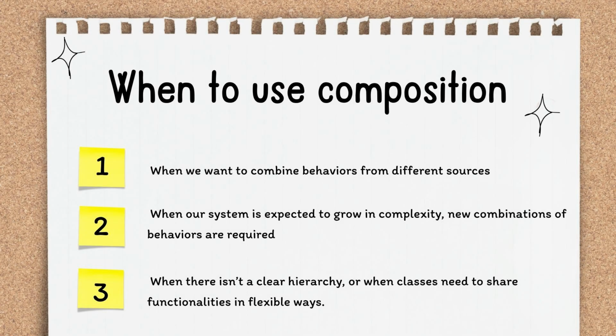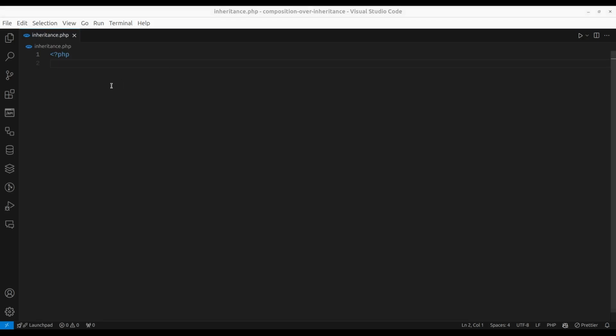Composition, on the other hand, encourages building systems by combining different objects to achieve behavior. It allows for greater flexibility since components can be swapped out or reused without needing to modify the entire class structure. Composition describes what an object can do. Let's check some real-world examples.